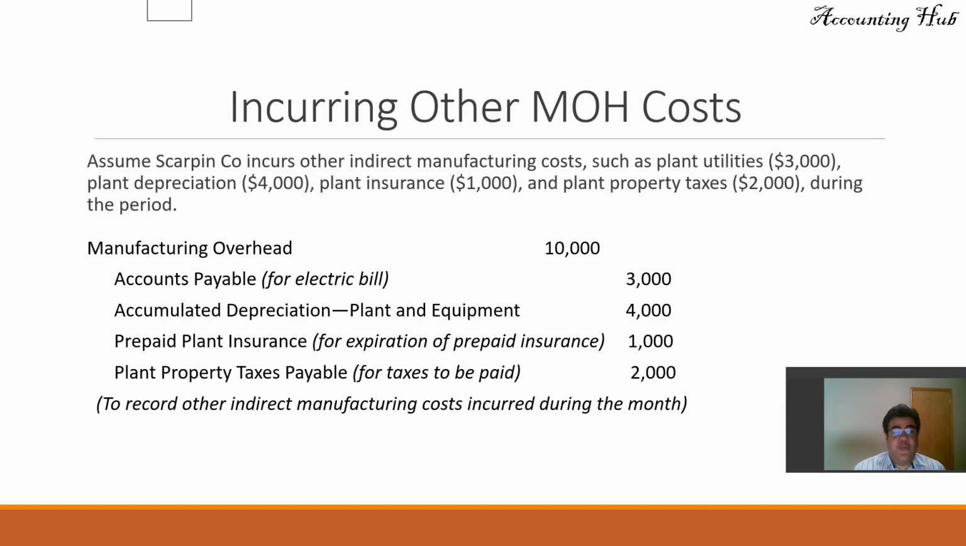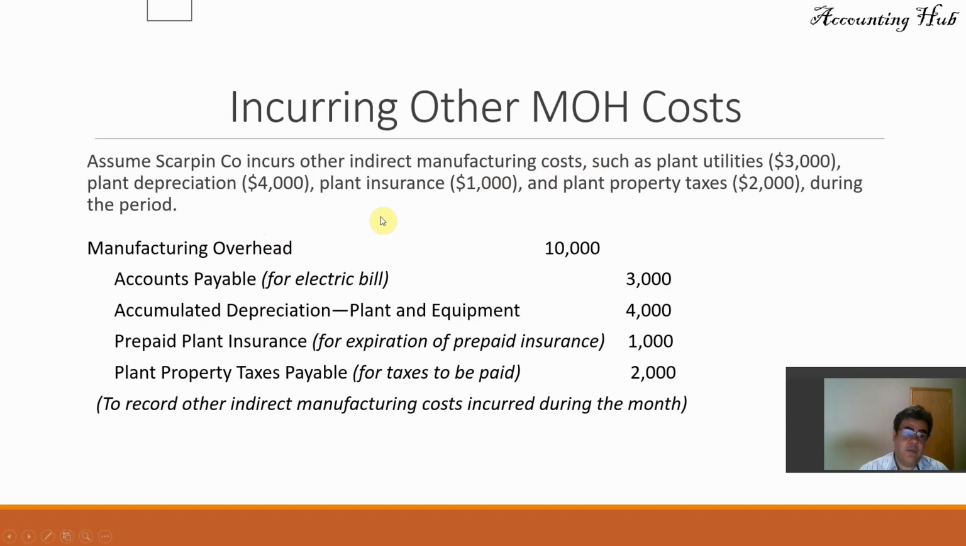Incurring other manufacturing overhead costs. Plant utilities, depreciation, insurance, property taxes. We debit all of these as manufacturing overhead. Here, if we are talking about merchandise companies, everything should be expensed. But here we are talking about manufacturing companies. So we need to inventory these items and then we have the manufacturing overhead.